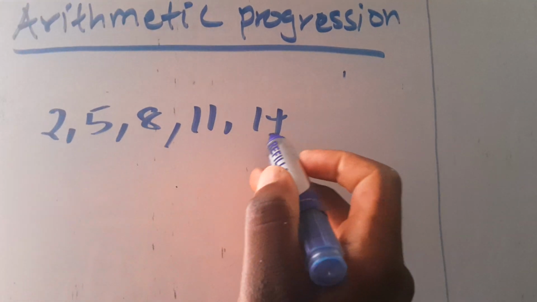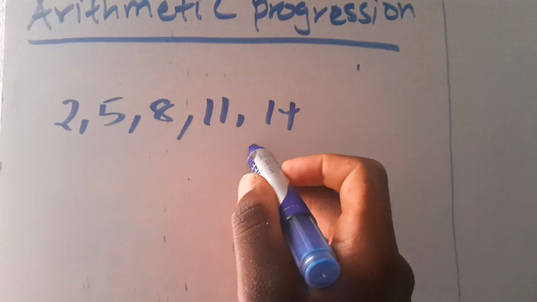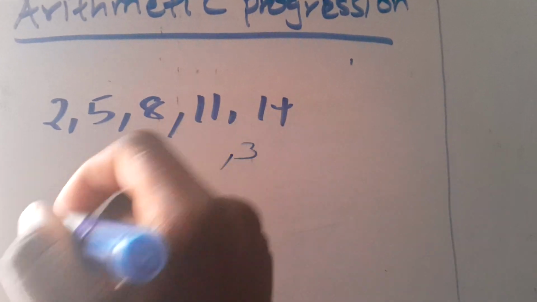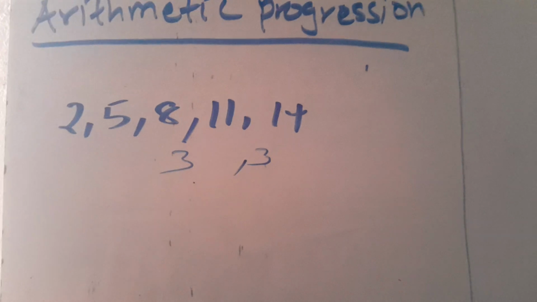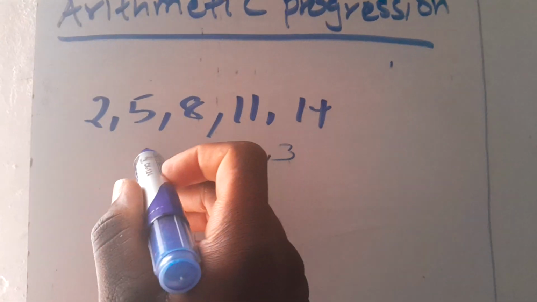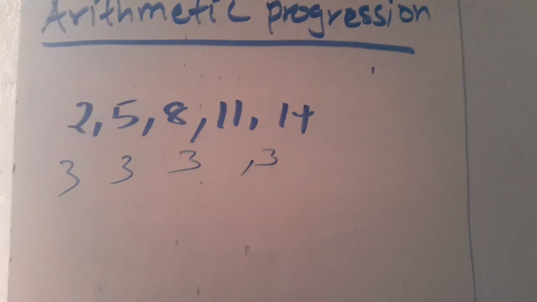For example, 14 minus 11, you find 3. 11 minus 8, you find 3. 8 minus 5, you will have 3. 5 minus 2, you will have 3.